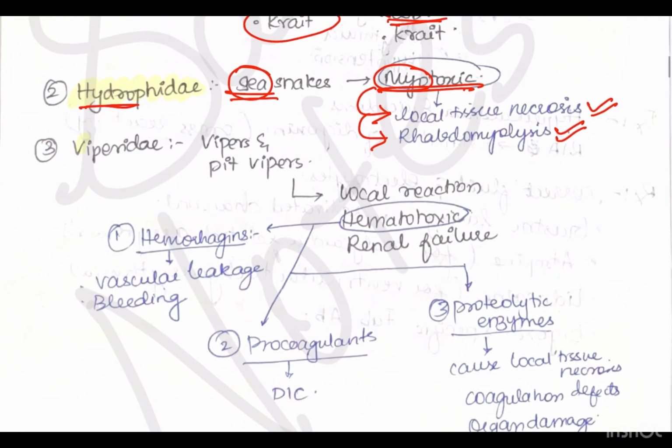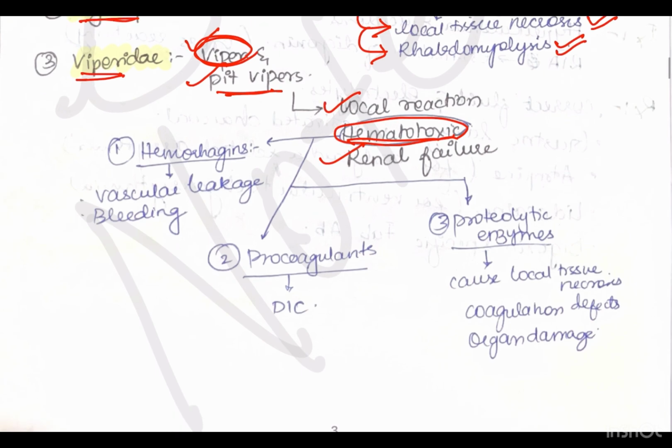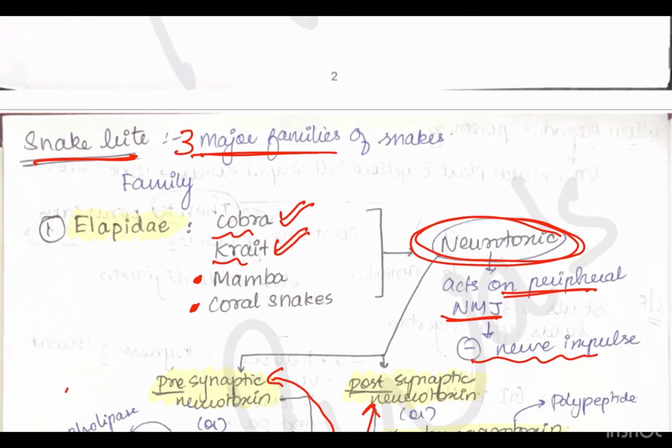Next family is Viperidae. What are the snakes present? These are vipers and pit vipers. The name itself says viper. And what do they cause? They are mainly hematotoxic, cause renal failure and local reaction. So, being hematotoxic, it has three things: hemorrhagens, procoagulants, proteolytic enzymes. Hemorrhagens cause vascular leakage and bleeding, procoagulants cause DIC, and proteolytic enzymes cause local tissue necrosis, coagulation defects, and organ damage.